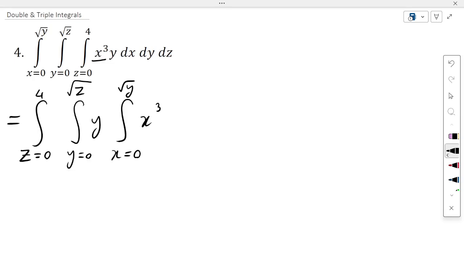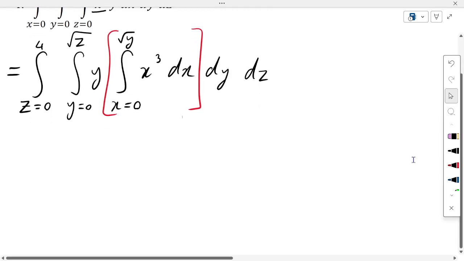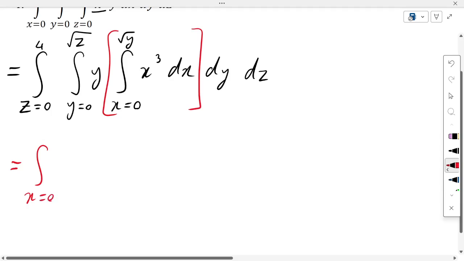And now we need to do it in that order. We have with respect to x, then the next one is y, and then with respect to z, which is exactly the same order, so we don't really need to change anything. Now from here, let's just take the integral of the middle one. So we're going to have this one here with respect to x, and we're going to do it in red here. This is going to be equal to the integral from x equals 0 to root y of x cubed dx.